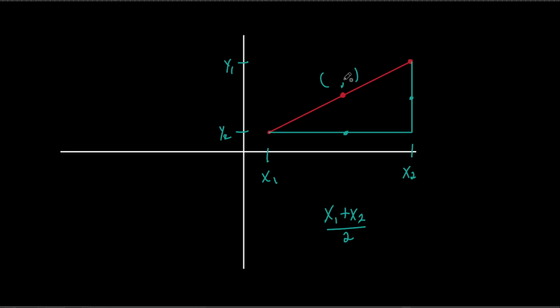because I want to find an ordered pair. I want to find the midpoint. It's a point. It's not a distance. It's not a length, right? It's a point. So it's going to be an ordered pair.